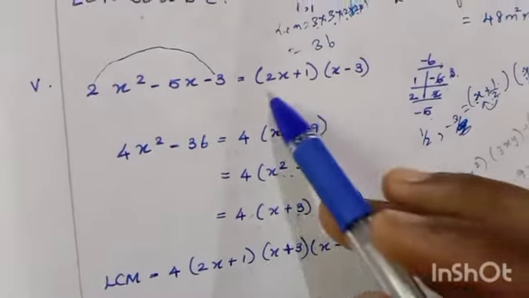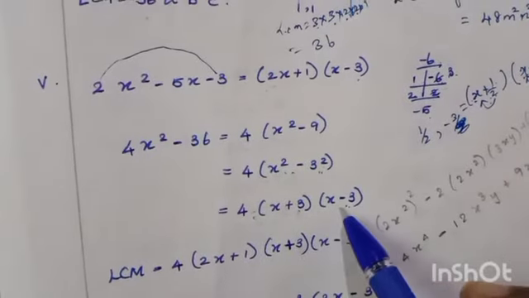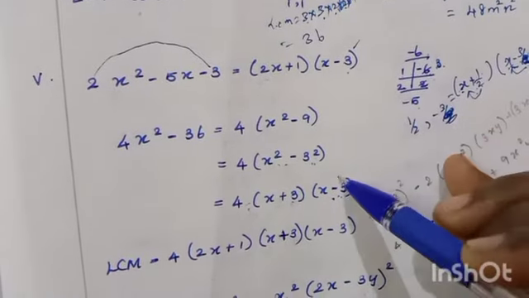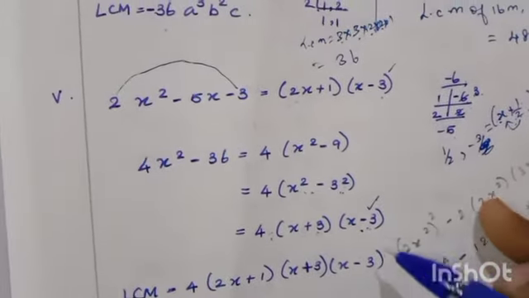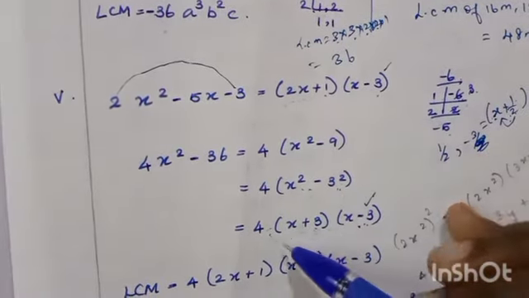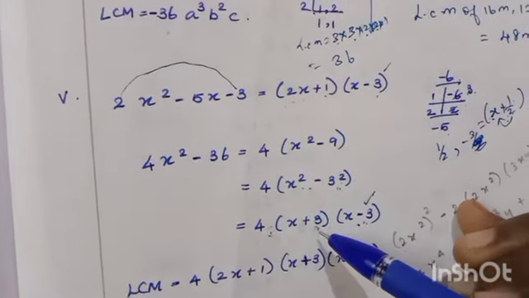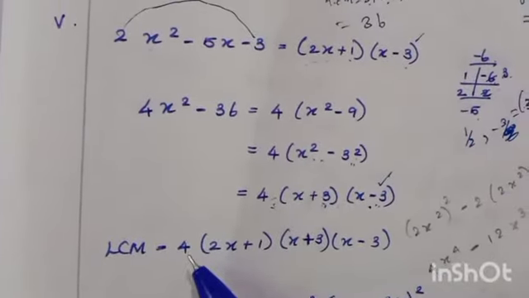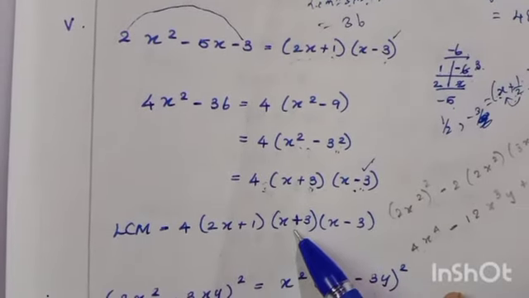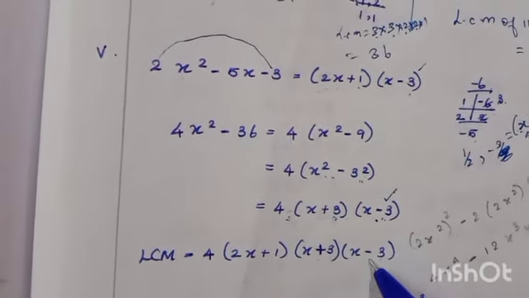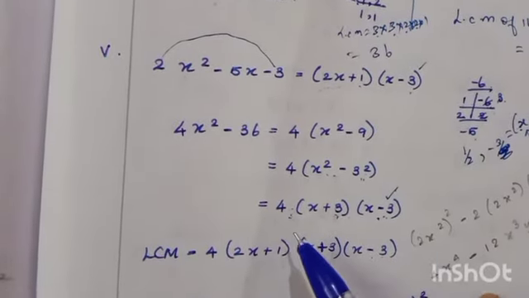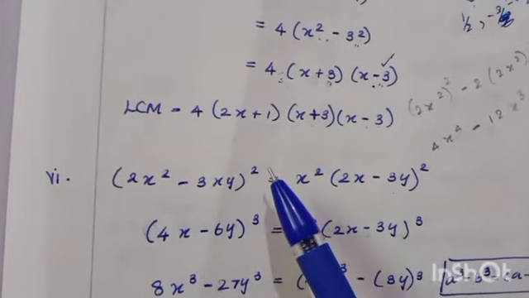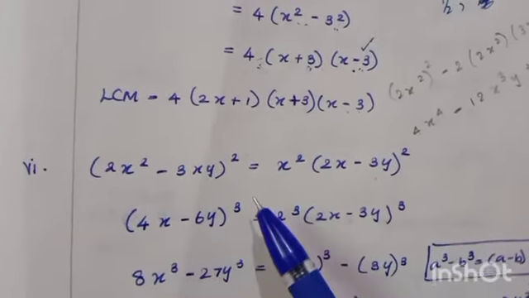Now you have to compare these factors and these factors. First, check the common factors. What are the common factors? x minus 3, x minus 3 is a common factor. And what are the independent factors? 2x plus 1, 4 and x plus 3. So you write the product of the common factor and the independent factors: 4 into 2x plus 1 into x plus 3 into x minus 3. Sixth problem: 2x square minus 3xy whole square and 4x minus 6y whole cube.